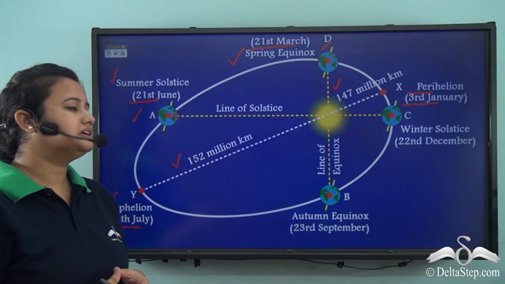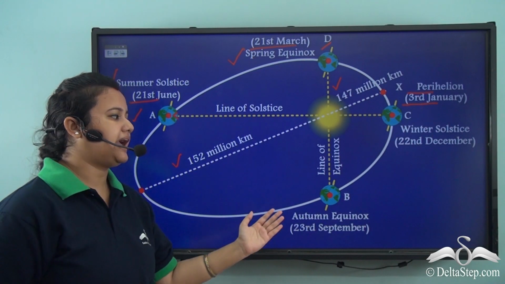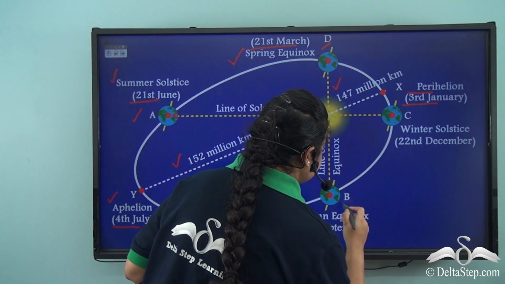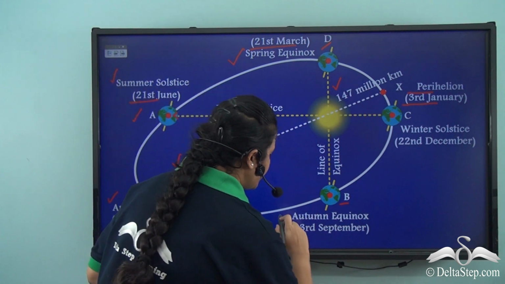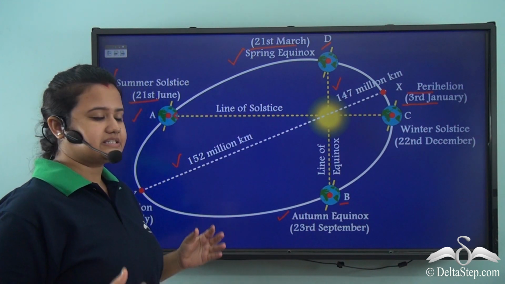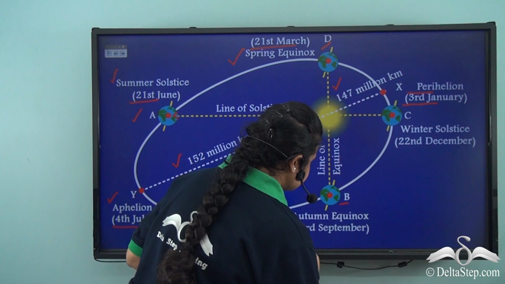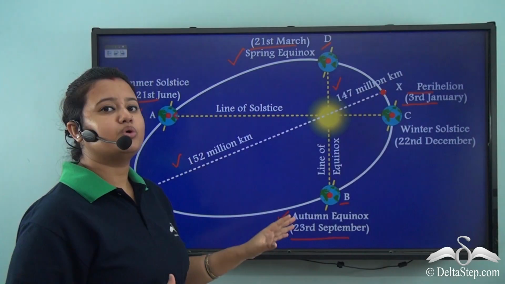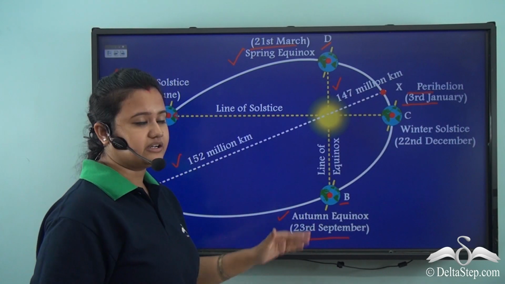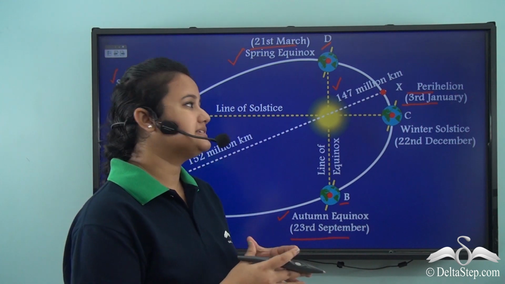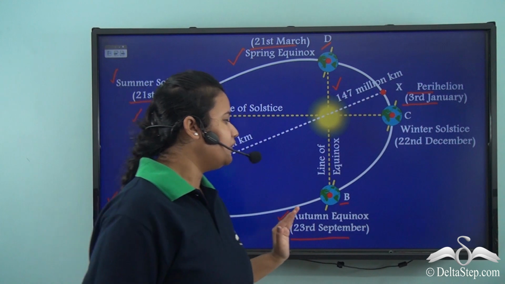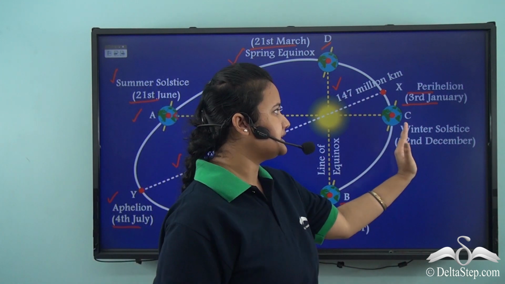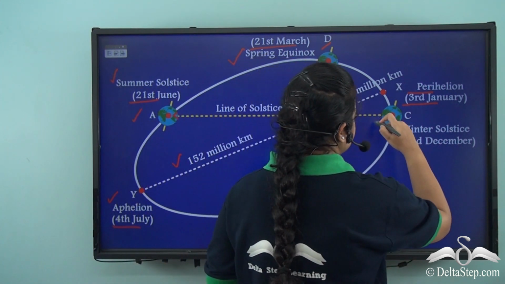Now suppose the earth revolves around the sun and it comes to position B. At position B, the earth experiences autumn equinox, and this takes place on 23rd September. At this moment of the year, a tilted earth faces the sun and the sun rays are vertical over the equator. Now again the earth revolves and it comes to position C.